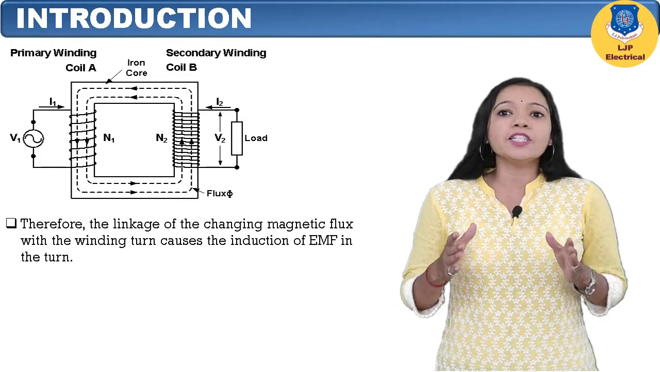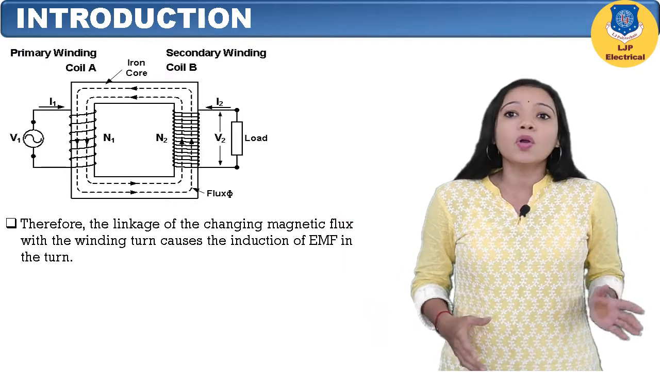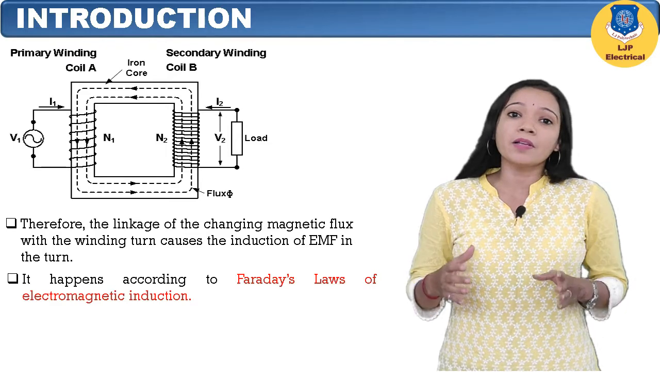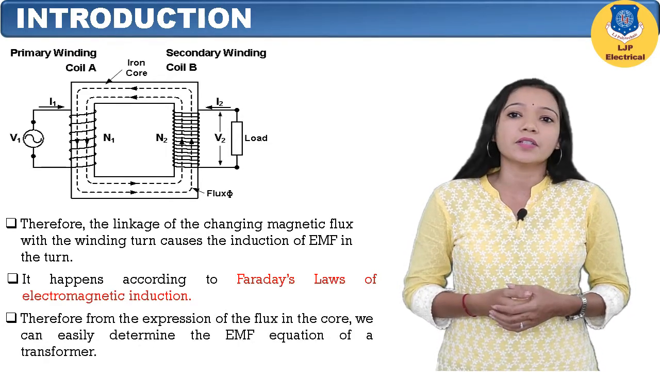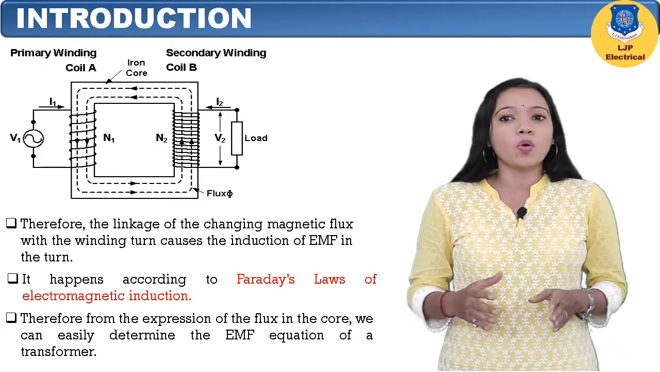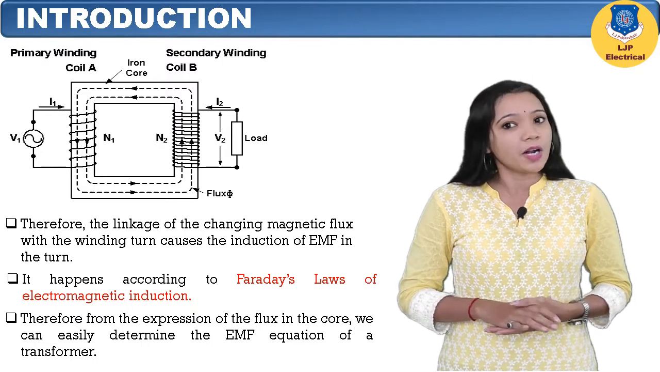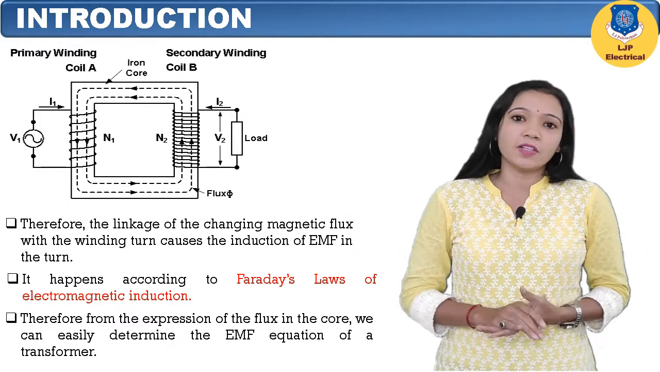Therefore, the linkage of the changing magnetic flux with the winding turn causes the induction of EMF in the turn. It happens according to Faraday's law of electromagnetic induction. Therefore, from the expression of the flux in the core, we can easily determine the EMF equation of transformer. So, let's start with the specification.